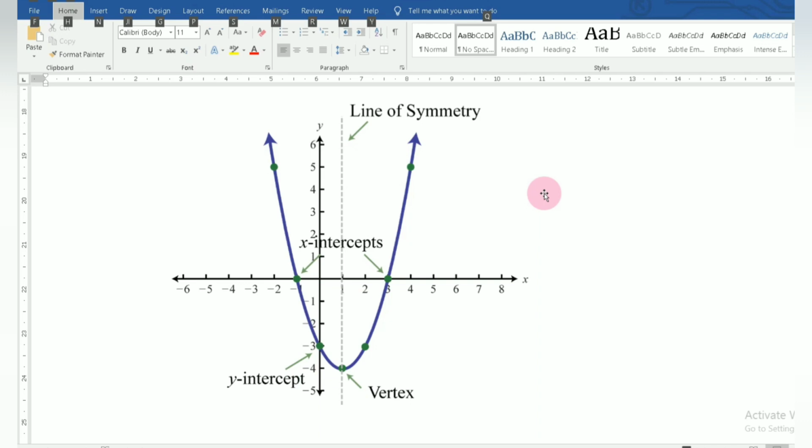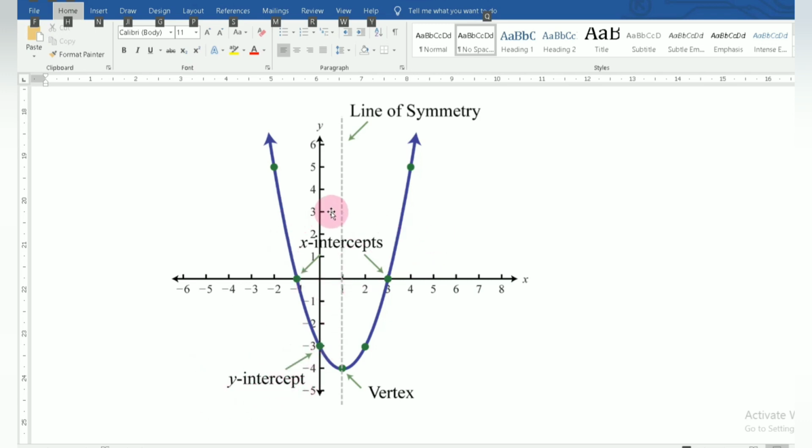Okay, I hope it's clear about the symmetric point, line of symmetry, x-intercepts, y-intercept, and vertex. We only cover these terminologies, so I want you to master this. So keep in mind that every parabola will always have one y-intercept, always. Okay, so keep that in mind.